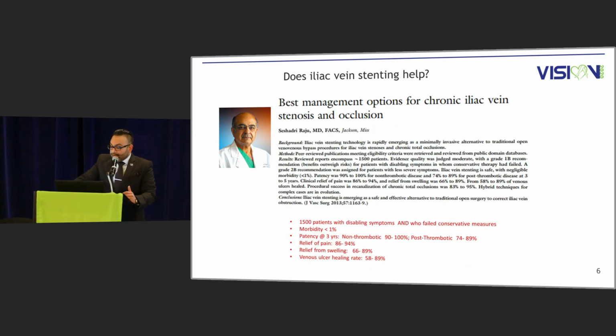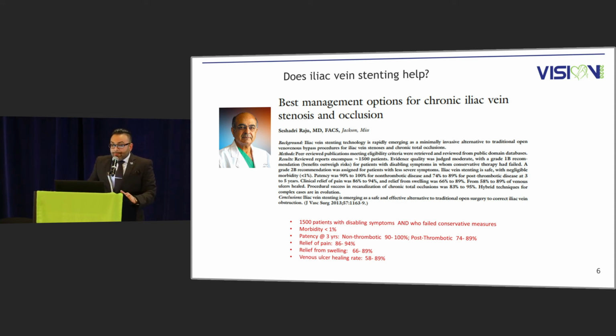Well, he went ahead and in 2013, 11 years later, he published another paper, Best Management Options, right? Over 1,500 patients. And he did the same thing, but he looked at morbidity, less than 1%. He looked at patency rates at 3 years. He compared non-thrombotic patients to thrombotic patients. And he said, what's the difference? How do these patients do?